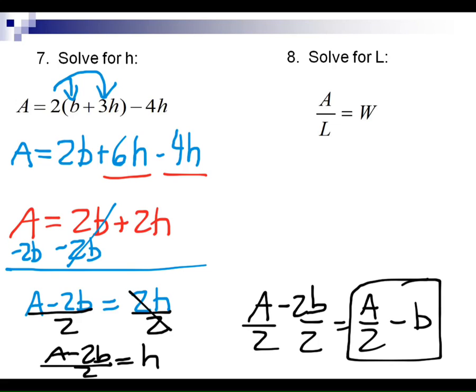So you could simplify it to that if you wanted to. I'll accept this answer though, right? Because that fraction divided by 2 is the same thing as just breaking up that fraction. A divided by 2, negative 2 divided by 2 is negative 1. So those are the same thing.